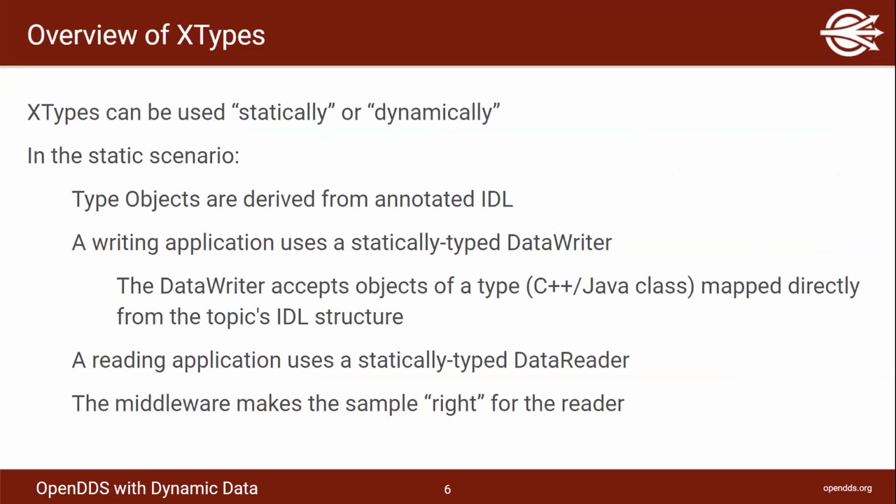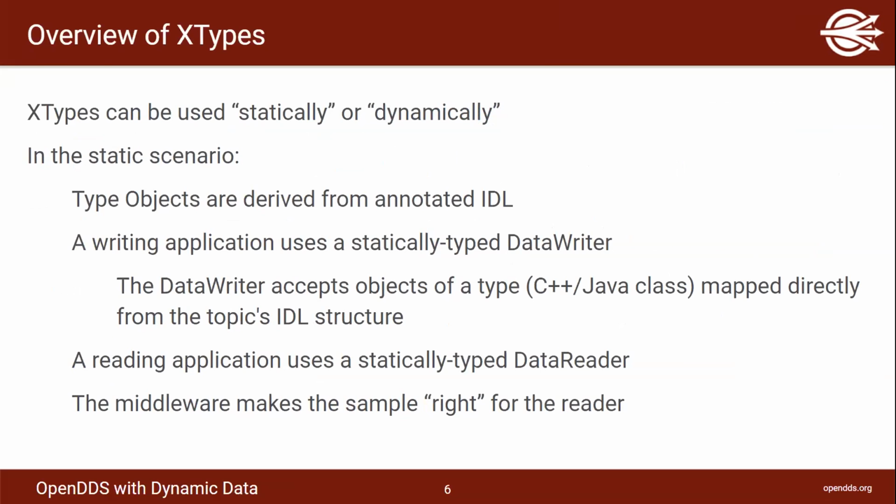So XTypes can be used in either what we're calling statically or dynamically. In the static scenario, you have type objects that are derived from annotated IDL. The mutability and all the extensibility is defined through annotations in your IDL, that gets run through an IDL compiler, and the IDL compiler is responsible for generating type objects or things which can be converted to type objects.